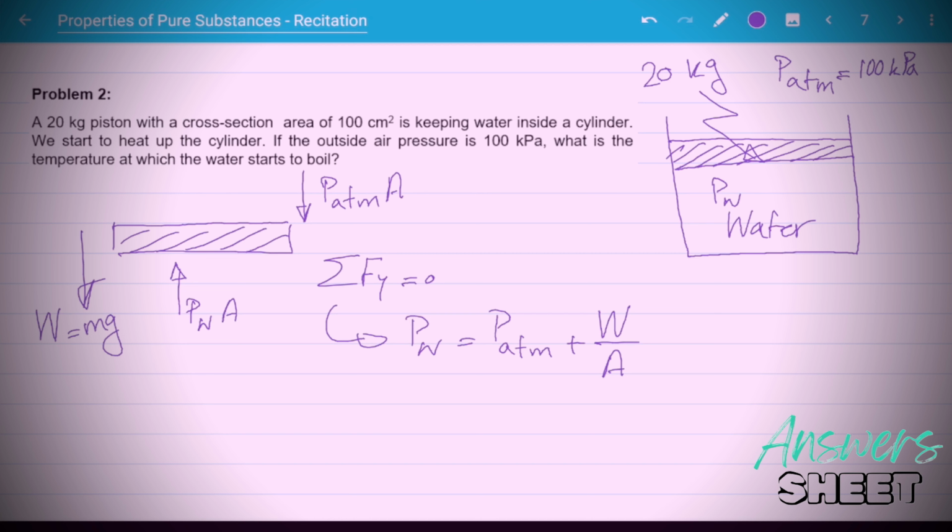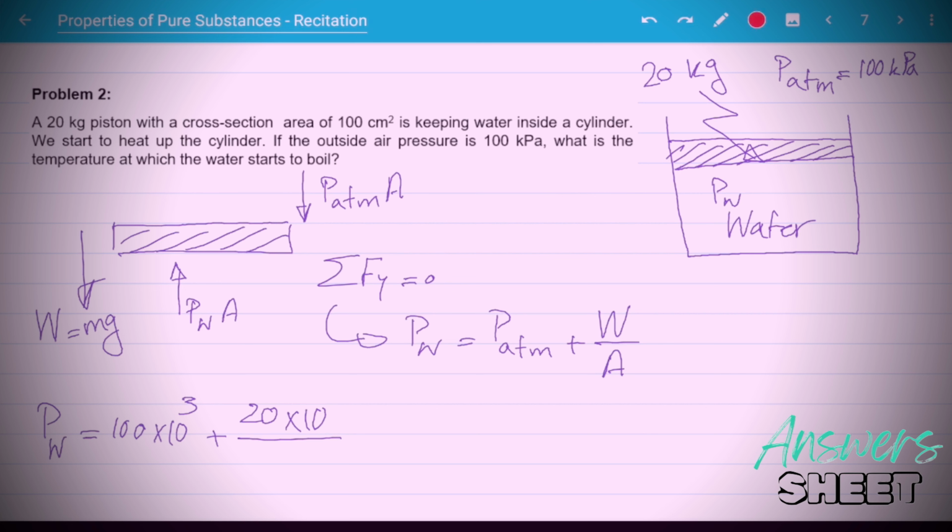Now we can plug in some numbers. So the pressure will be 100 kilopascals. I am going to change the kilopascals into pascals. So we are looking at 100 times 10 to 3 pascals plus. Now, the weight of the piston is mass times gravitational acceleration. For simplicity, I'm going to take g, the gravitational acceleration, in SI units as 10. So the mass is 20 times 10 over the area. Now, area is 100 centimeters squared, right? I'm going to convert it to meters squared.